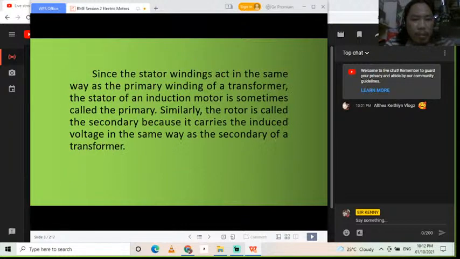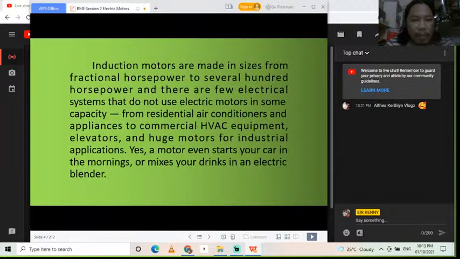Since the stator windings act in the same way as the primary winding of a transformer, the stator of an induction motor is sometimes called the primary. Similarly, the rotor is called the secondary because it carries the induced voltage in the same way as the secondary of the transformer. Induction motors are made in sizes from fractional horsepower to several hundred horsepower.